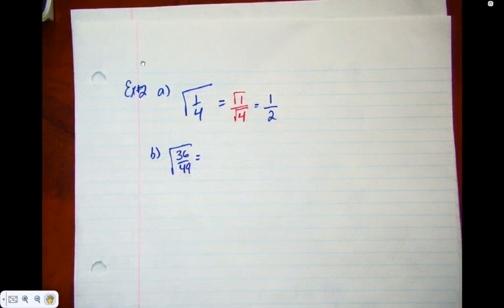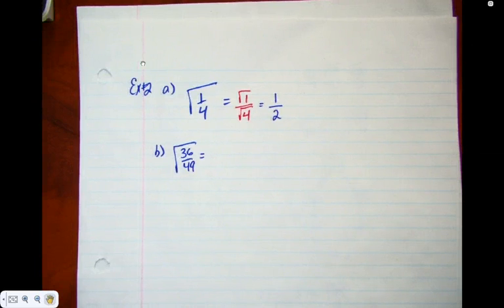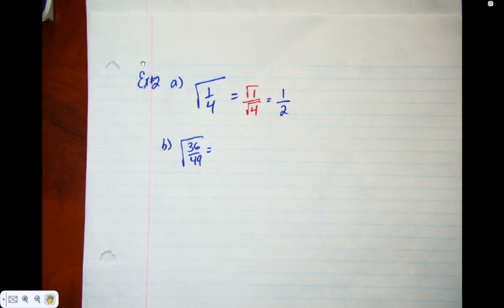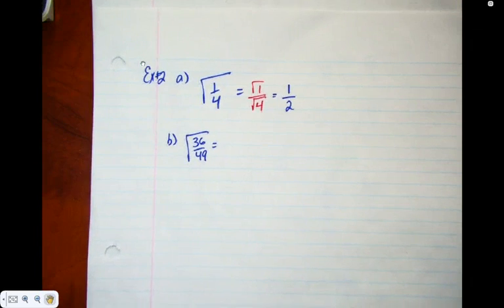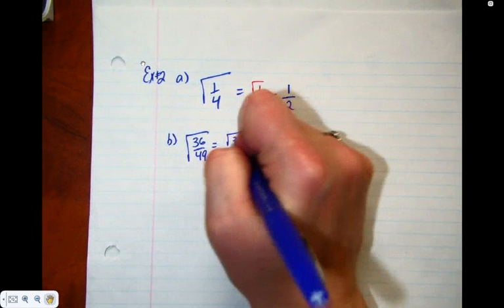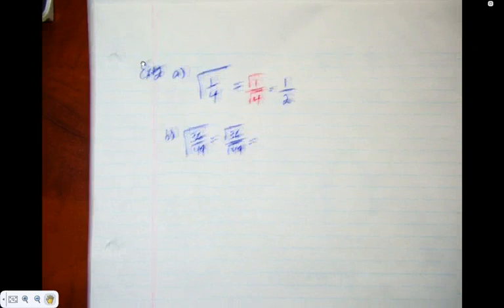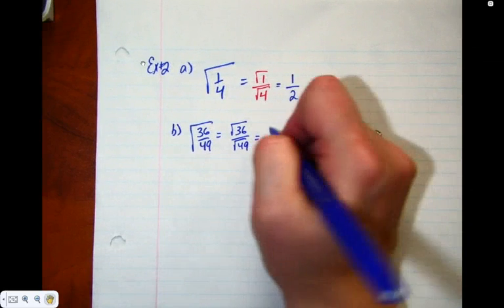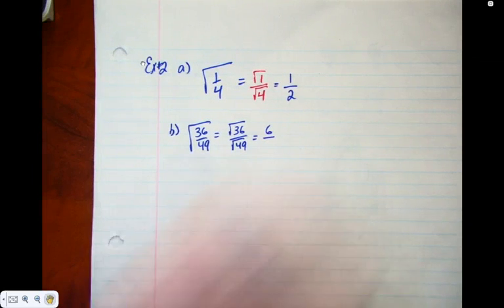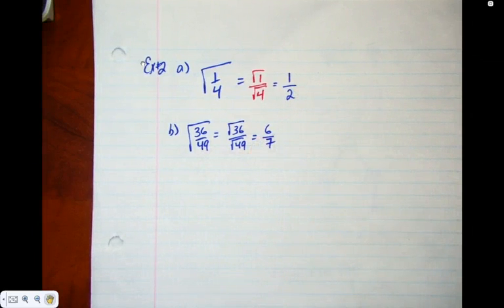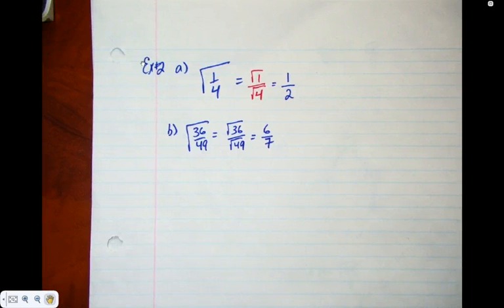The square root of 36/49. There's a law in math that says if you're taking the square root of a fraction, you can take the square root of the pieces. What's the square root of 36? What's the square root of 49? Done. The square root of 36/49 is 6/7.